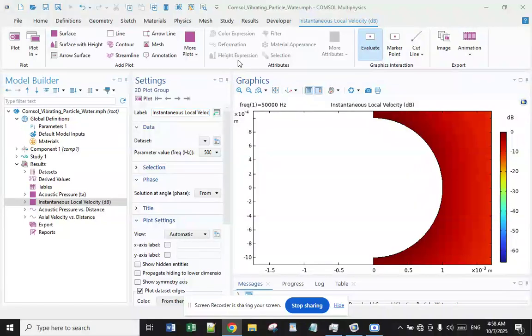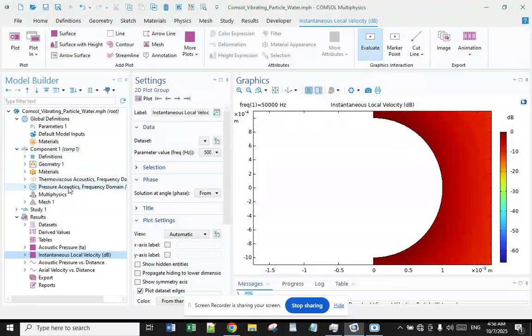Here you can see the COMSOL simulation for a vibrating particle in water, hemispherical, and it's half of the circle. And you can see that I have used the pressure acoustics frequency domain as a physics module and also thermoviscous acoustics frequency domain. And you can see the results as instances, local velocity, and acoustic pressure here.